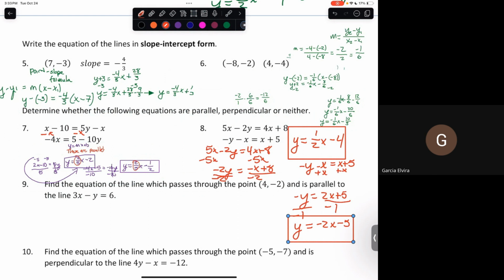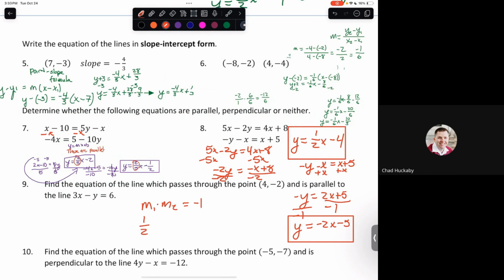Well, they're not parallel. They're definitely not parallel because they have different slopes. I'm going to guess neither. Okay. Any other votes? So how do we tell if a line is perpendicular to another line? Well, we multiply their slopes together to see if they equal -1.